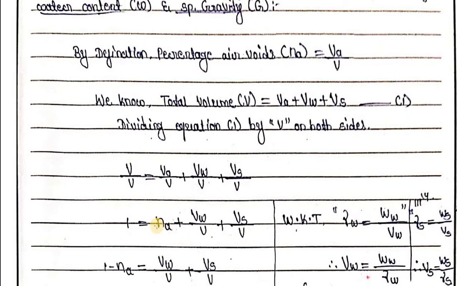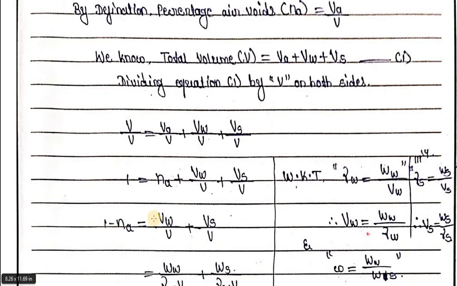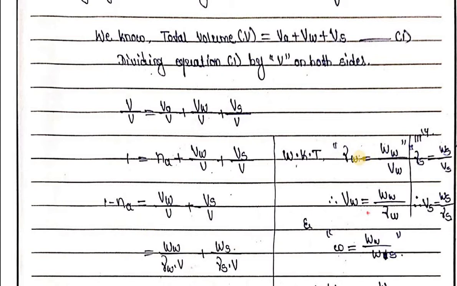So this percentage of air voids, that is Na, I am going to take on the left-hand side, so it will become minus. Further, you can see we know that γw, the unit weight of water, is equal to weight of water divided by volume of water. So I am just going to convert it.